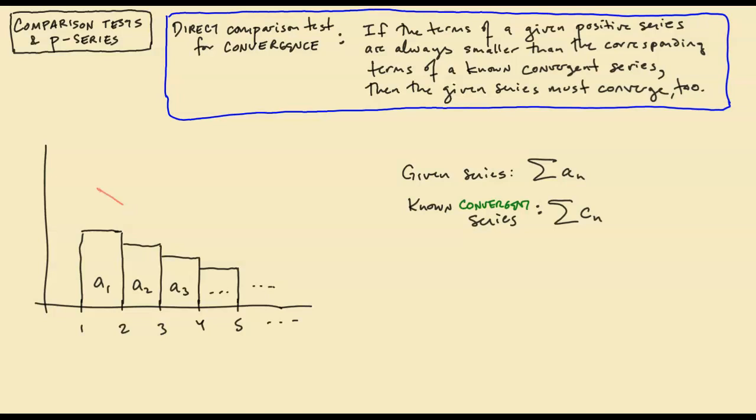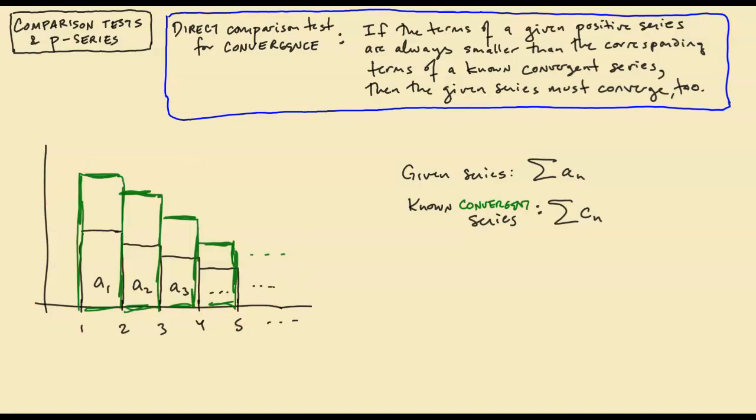Here, for instance, we've got our given series. We don't know whether it converges or not. But we said if its terms, in other words, the areas of these rectangles, are always smaller than the corresponding terms of this known convergent series, then something happens. Well, let's think about that geometrically. If these are all smaller than the corresponding terms of this, in other words, A1 is less than C1, and A2 is less than C2, and A3 is less than C3, then the picture of the known convergent series would have to look something like this.